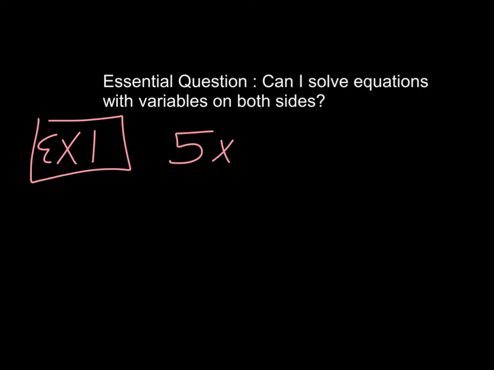All right, we are in the last problem, so here we go. We're going to be doing these type of problems with variables on both sides. So let's do example 1, where we have 5x plus 8 equals 3x minus 3. Okay, so now we got x on the left and x on the right.